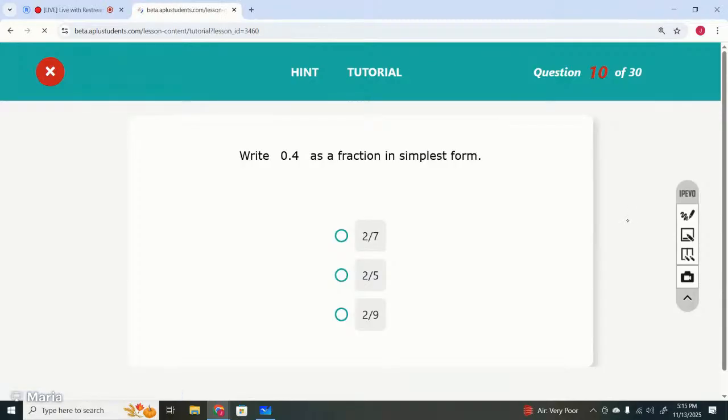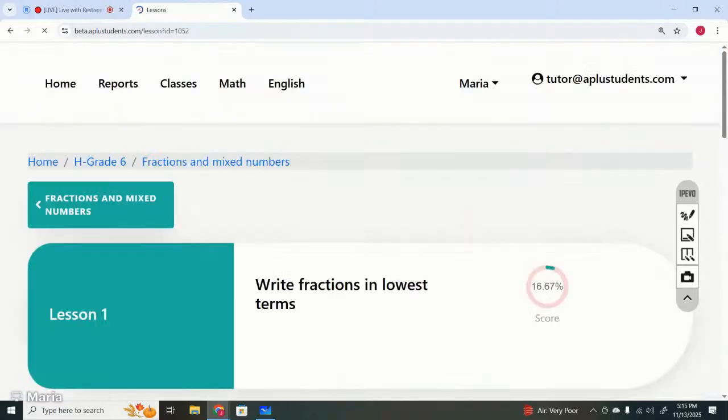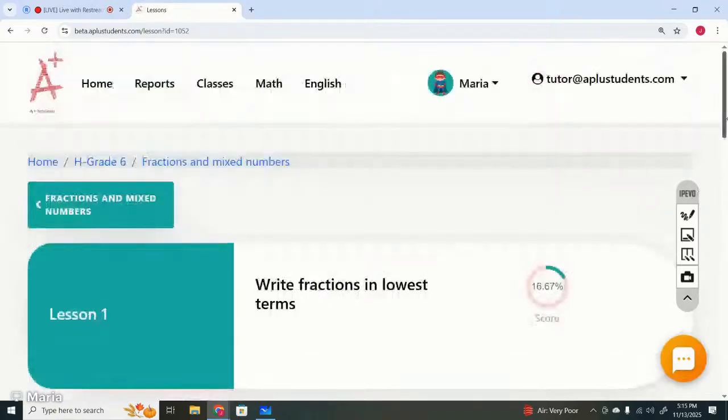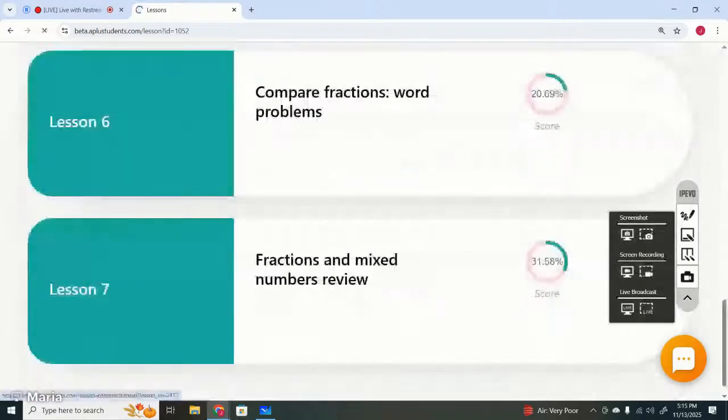Okay, you can complete the lesson by yourself later today. Let me move on to the next lesson. The next lesson is word problems.